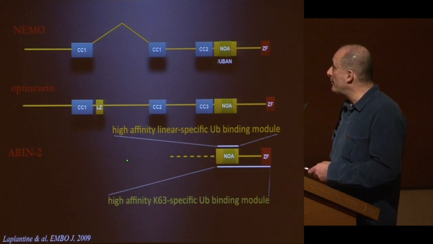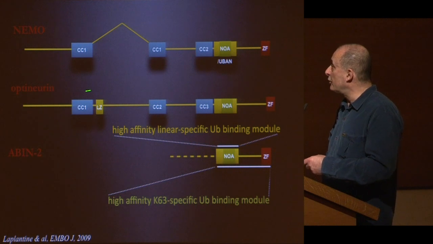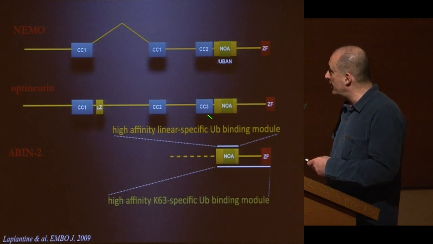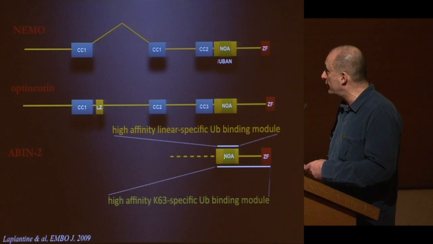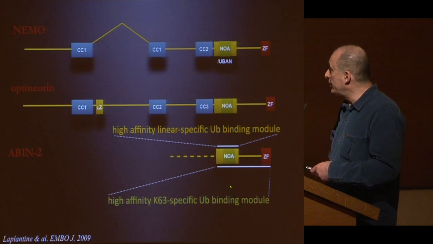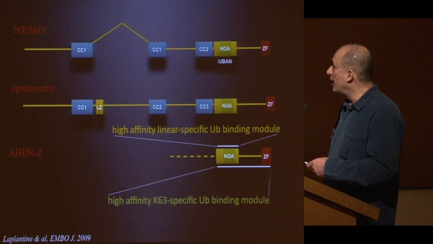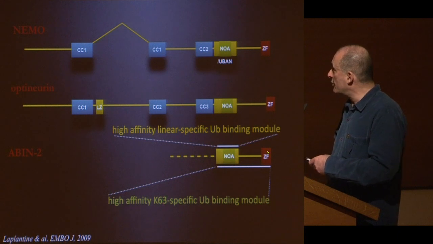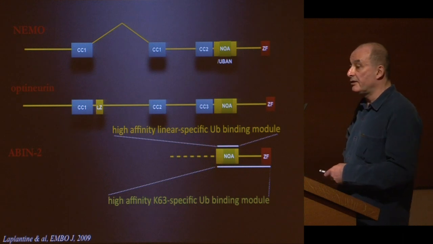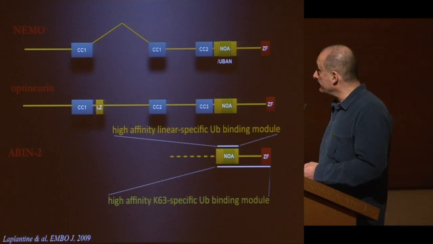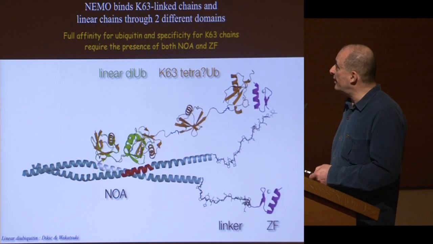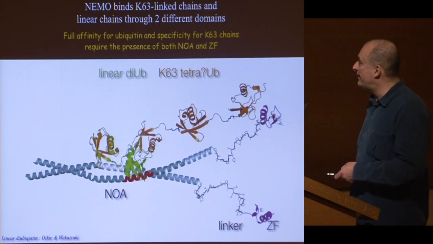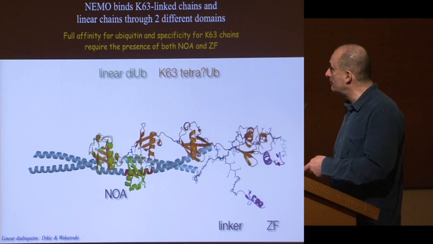And therefore, if you remember that patients affected with anhidrotic ectodermal dysplasia exhibit mutations either in here or in here, we demonstrated that the patients that exhibit mutations in here lose affinity for both linear chains and lysine 63 chains, while patients carrying mutations in the zinc finger only lose the affinity for lysine 63 polyubiquitin chains. This is basically how we think this complex forms.